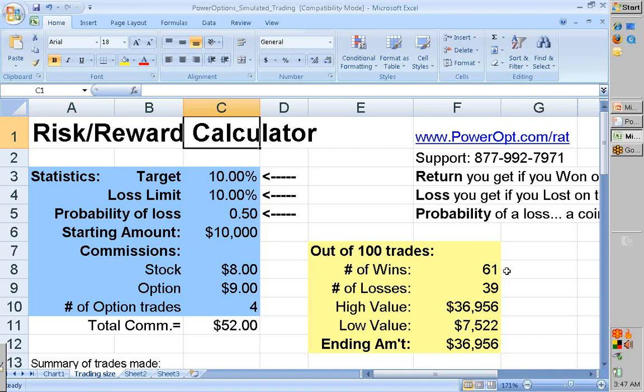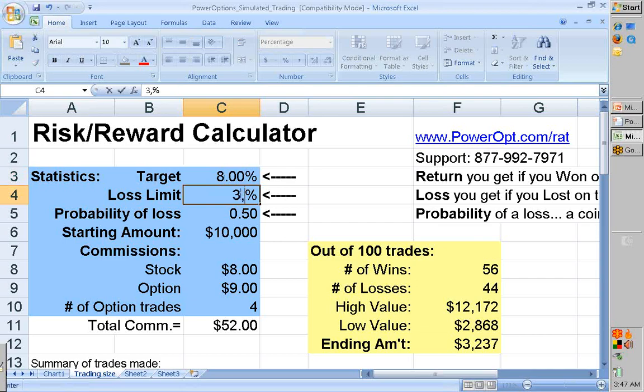Now, remember, before I even do this, this is a random run of winners and losers. I don't know what's going to happen. I do know that I'm going to reset this profit target to something a little more modest, like 8%. And I'm going to set my loss limit to something like 3.5%. Oops, that's a comma. 3.5%, okay?